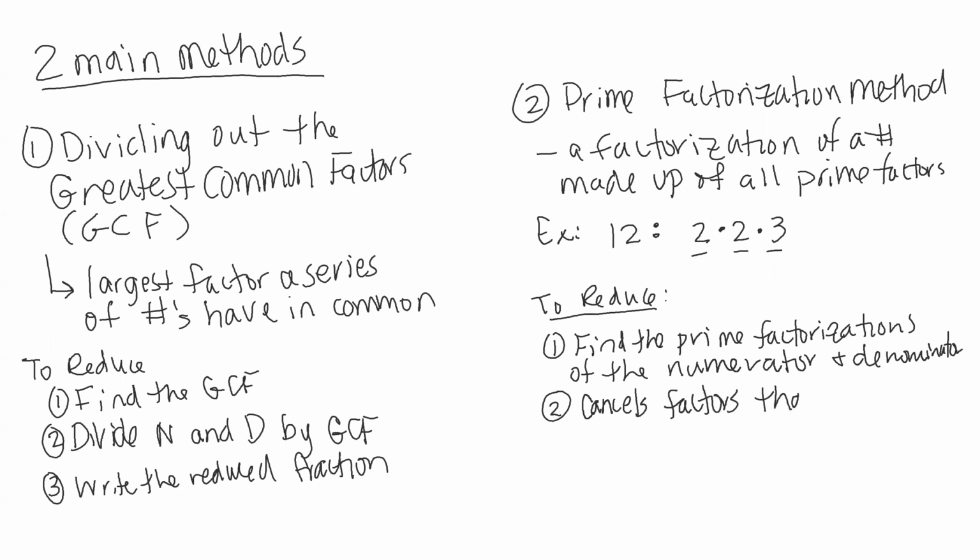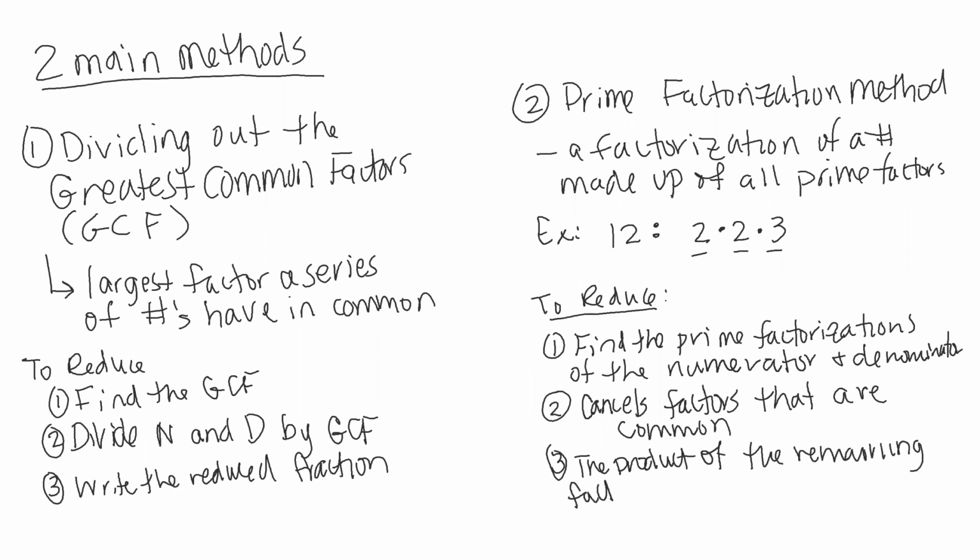And you have to be careful with this step. You can't just cancel any factor that you see top and bottom. You cancel them one for one. So if there's a 2 in the top and there's 2 2s in the denominator, you can only cancel that 1 2, the one that's in the top and the bottom. So we cancel factors that are common, and I'll show you this just to make sure we're clear. And then the product of the remaining factors is the reduced fraction.